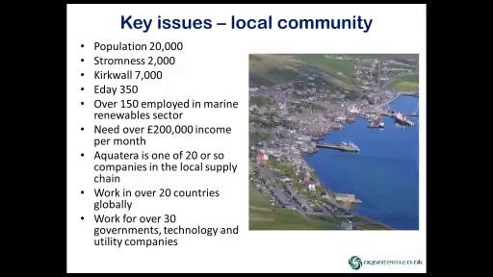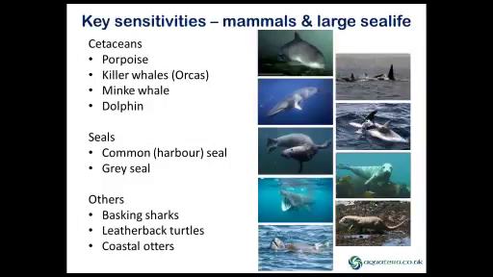What I wanted to do is introduce you to some of the sensitivities that we have in Orkney in terms of mammals and large sea life. So we have populations of cetaceans, in particular the harbour porpoise, killer whales or orcas, as found in the west coast of the States, minke whales and another dolphin. We also have prolific populations of the harbour seal and the grey seal. This is the grey seal, this is the harbour seal.